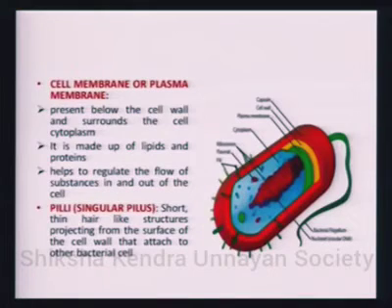Now, inner to the cell wall, you will find a plasma membrane or cell membrane. This is a semi-permeable membrane which allows the coming in of nutrients and going out of substances, allowing certain substances to move into the cell and certain substances out of the cell. Also, in this slide, you can see small thread-like structures known as pili. These are proteinaceous in nature, and they help in attachment of one bacterium to another.